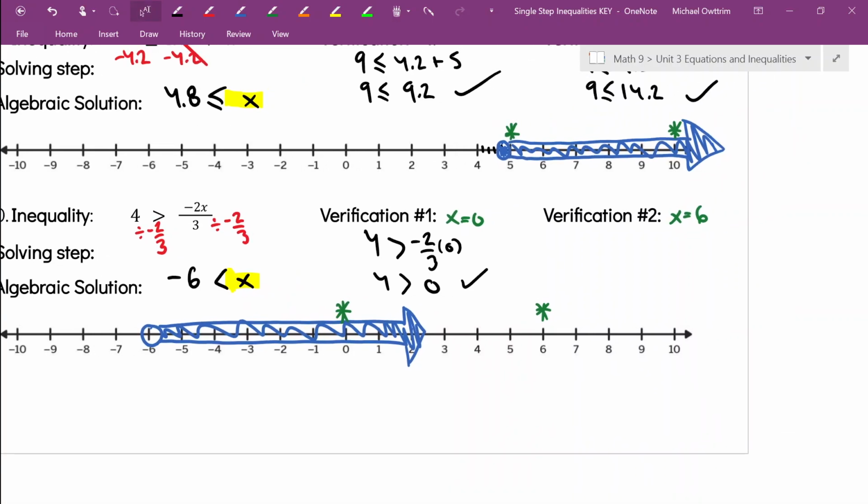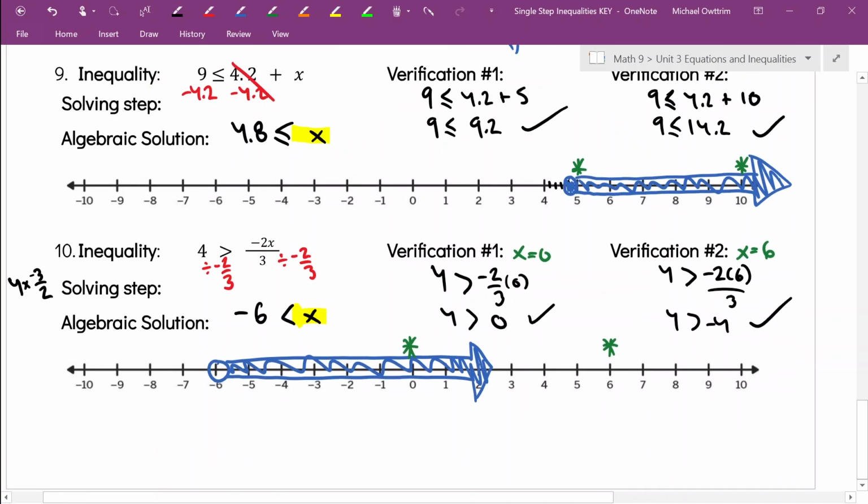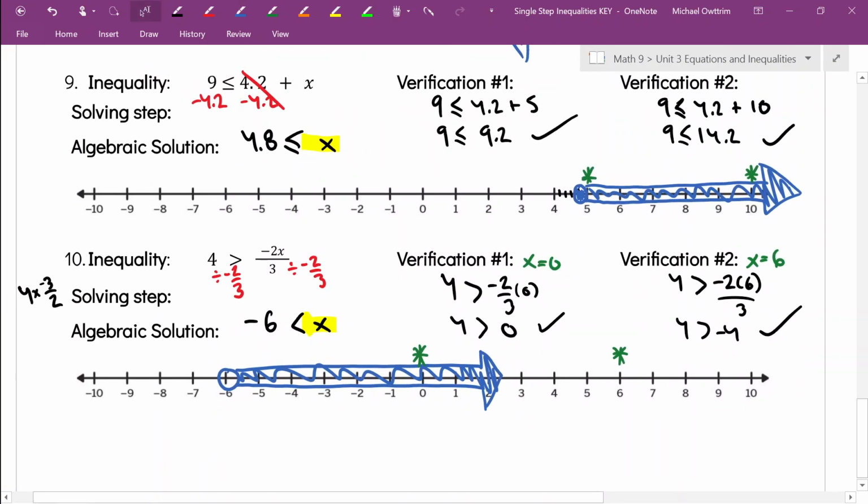So we're going to go ahead and put our x is 6 into our original inequality. That means 4 should be greater than negative 2 times 6 over 3. Negative 2 times 6 is negative 12. Divided by 3 is negative 4. And 4 is, in fact, greater than negative 4. So I hope that's helped you with your single-step inequalities.